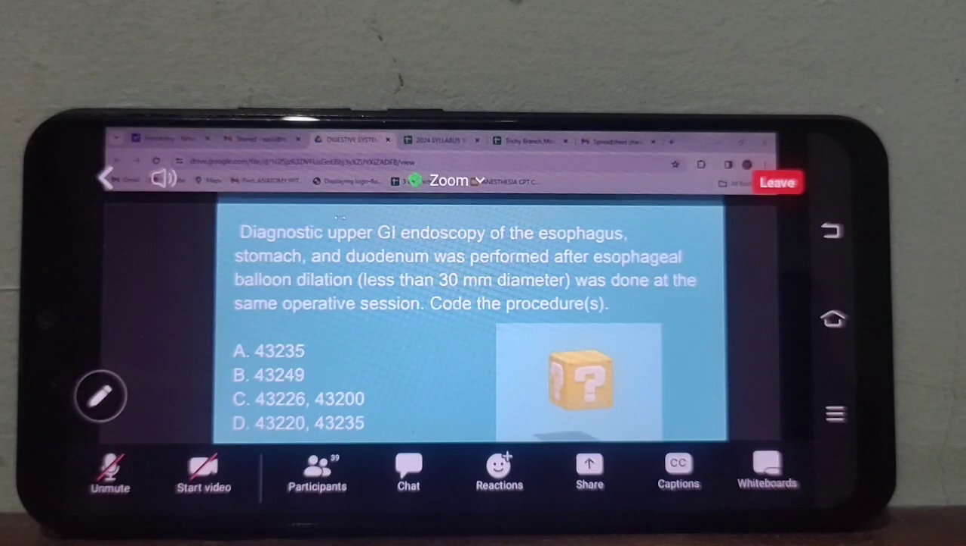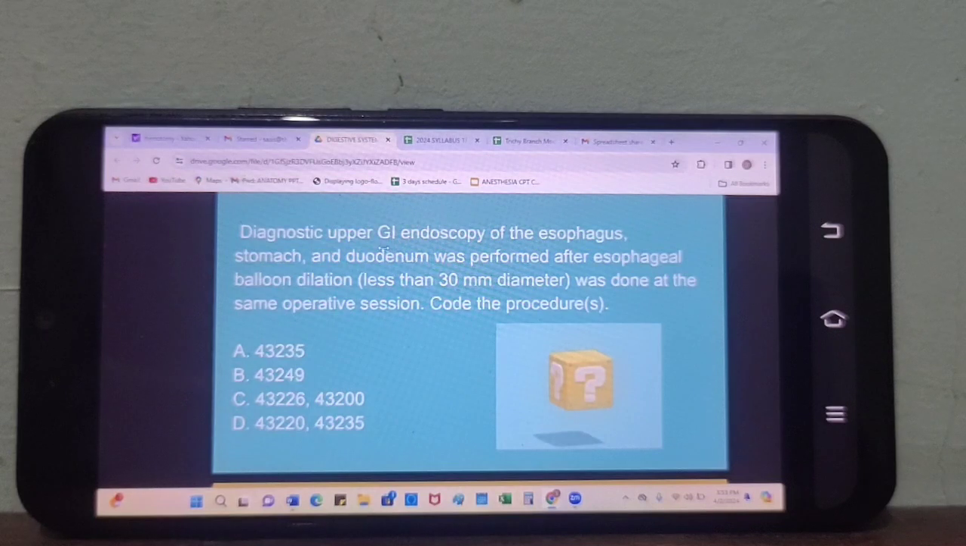Am I right? For upper GI scopy, the duodenum is the termination point. So it reached the termination point of the duodenum. So what is the reason? Balloon dilation. Go for 43, less than 30 mm of diameter, 43249. Did you understand? Any doubt, any question?